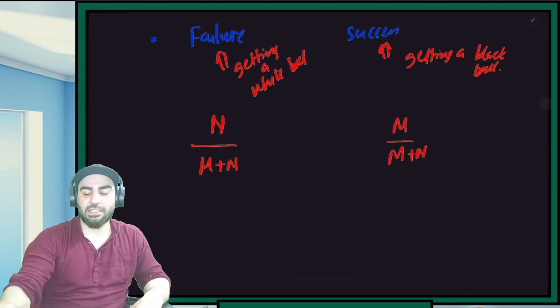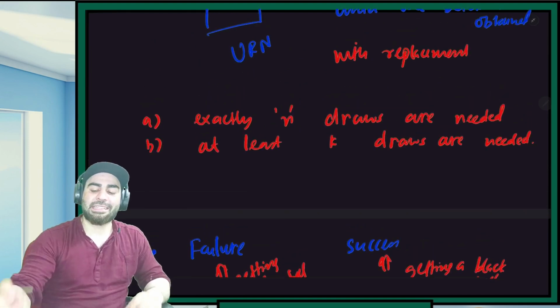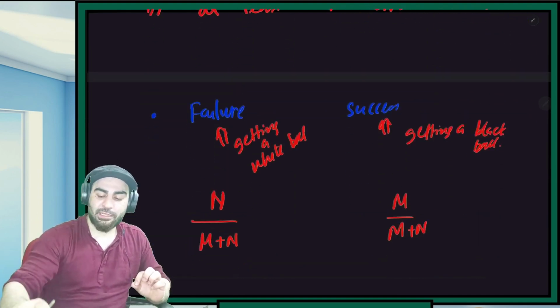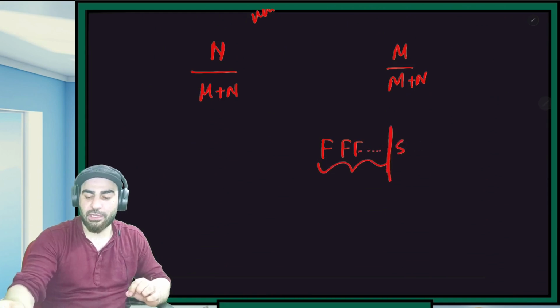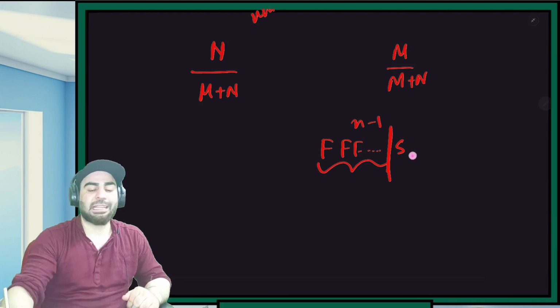The first question was asking us, what is the probability that exactly n draws are needed? That means you should have failure, failure, failure, and at the end, you should have success. So all of these till n minus 1, you should have failures, and at the end, you should have a success.